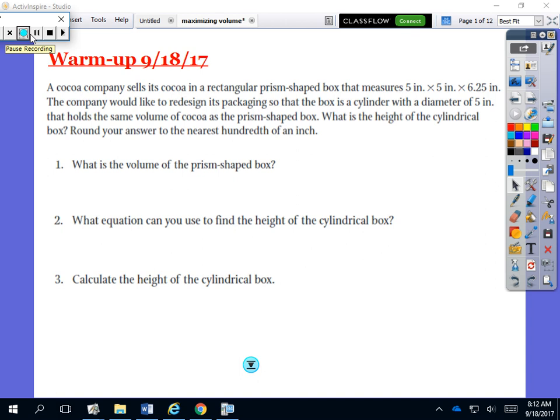Good morning. Today we're going to learn how to write a formula and to solve for a maximum volume for a rectangular prism. So we're going to first just do a quick warm-up. This is on page 163 in your workbook. So if you pause the video while everybody gets their workbook out and goes to page 163.